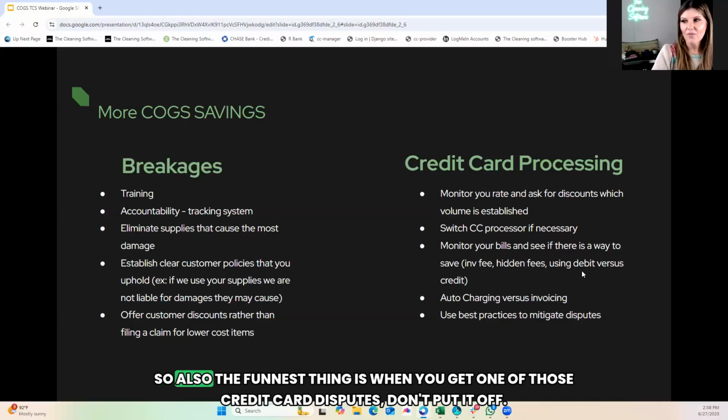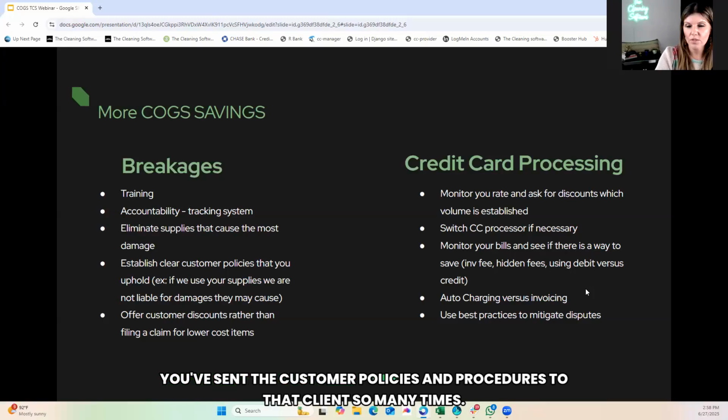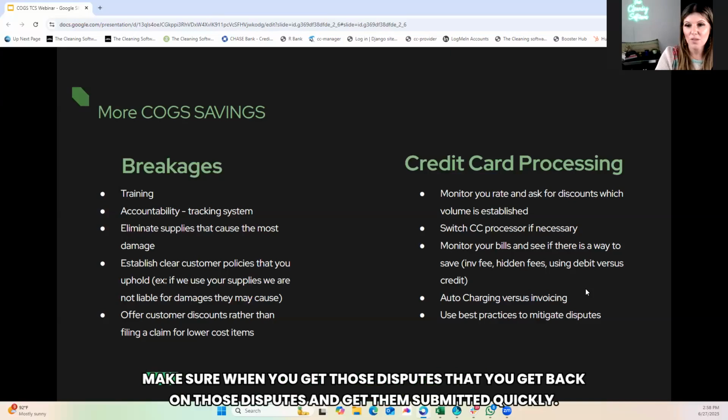So also, the funnest thing is when you get one of those credit card disputes, don't put it off. Don't do any of that. Figure out how you send confirmation emails. They've accepted your quote. You've sent the customer policies and procedures to that client so many times. You have documented very well. Make sure when you get those disputes that you get back on them and get them submitted quickly.